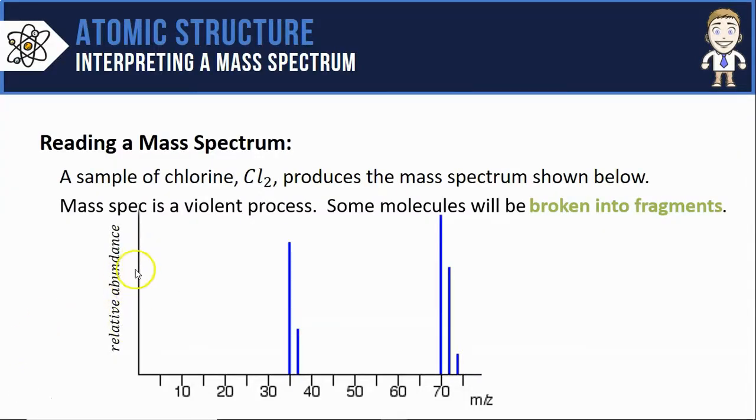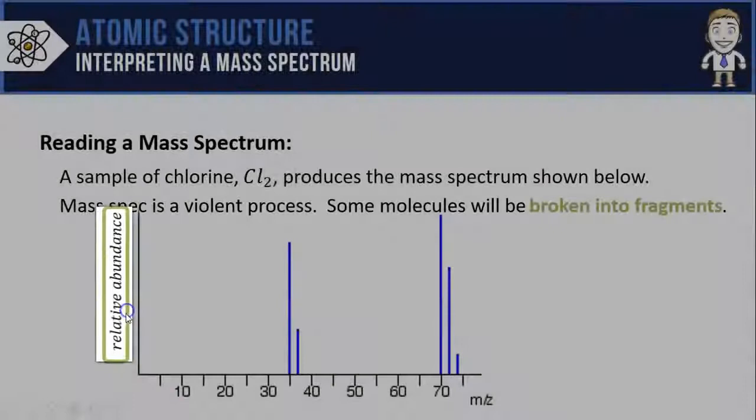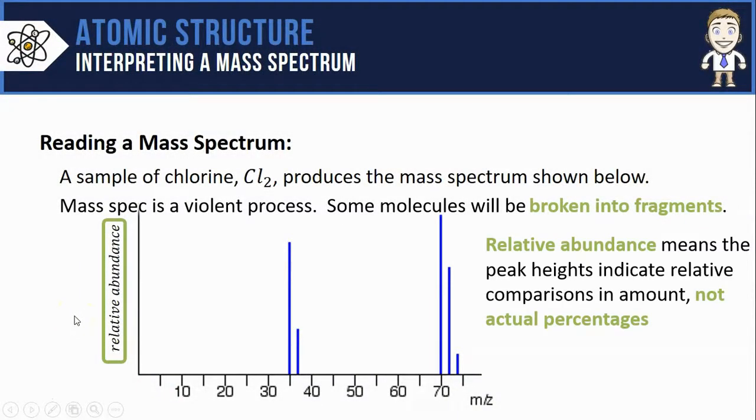The last thing to notice in this spectrum and some others that you'll see is the vertical axis is not percent abundance, instead it's labeled relative abundance. All that means is that the peak height indicates relative comparisons in amount, not actual percentages. This means that I can't go to the height of this peak, follow it over to the axis, and look up the exact percentage that that particle makes up in the sample. What I can do, however, is see that this chlorine 35 peak is about 3 times as tall as the chlorine 37 peak. This means that relatively there must be 3 times as much chlorine 35 as chlorine 37.